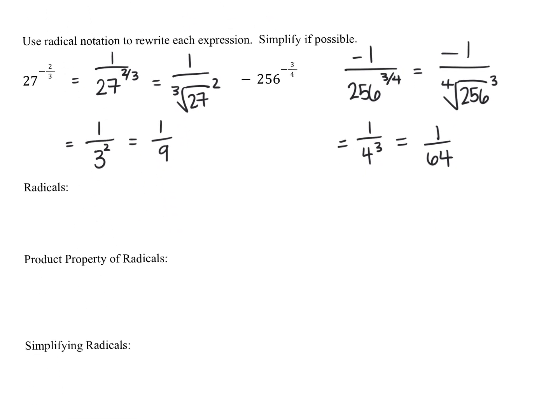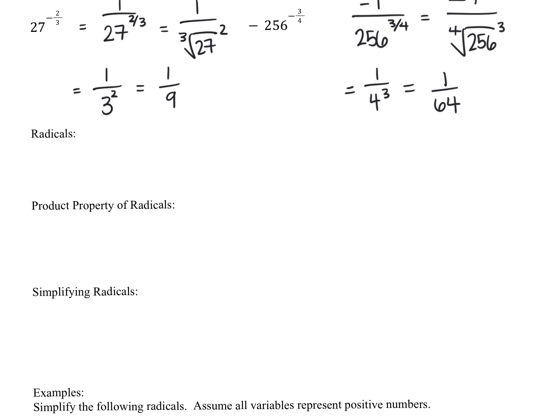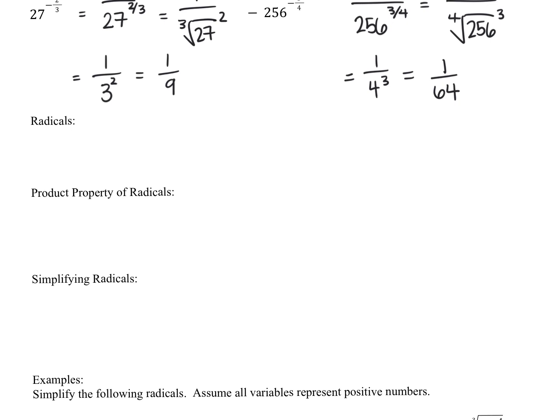So far, all of the examples we've done with radicals have been perfect squares, perfect cubes, perfect fourths, and so forth. But that's not always going to be the case. So when that happens, we have a different method of simplifying. So for example, just to refer to a radical, we're talking about the nth root of any number a.